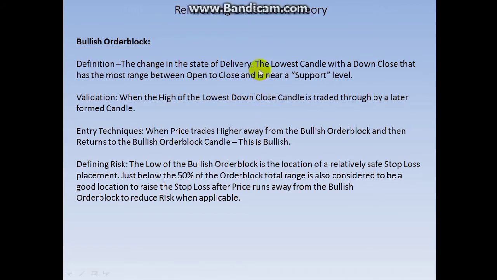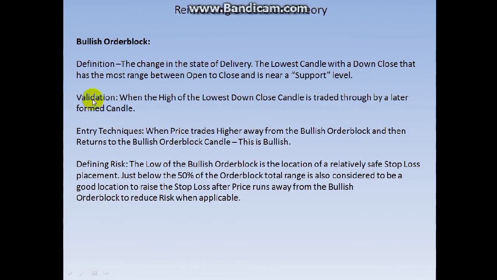The lowest candle with a down close that has the most range. Notice that, underline this: that has the most range between the open to close, and is near a support level. Remember we are talking about a bullish order block. These are the criteria of a bullish order block: the lowest candle with a down close that has the most range between the open to close and is near a support level. So that is the first criteria.